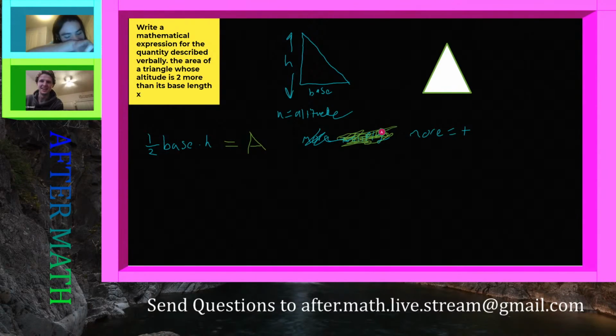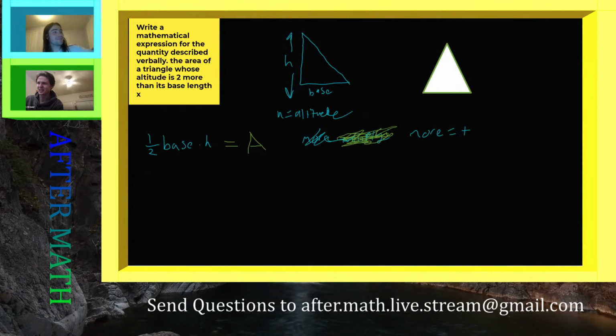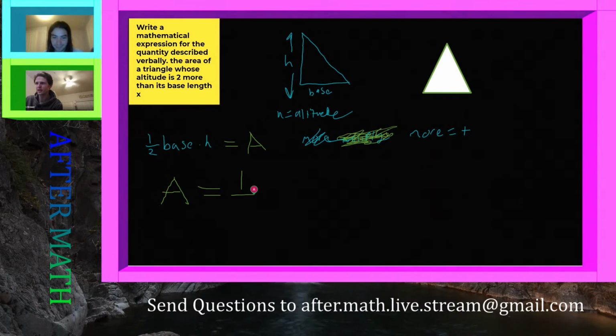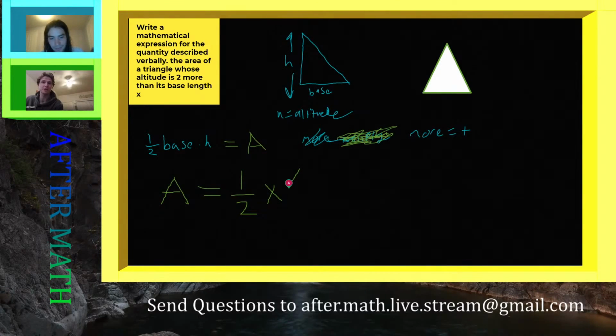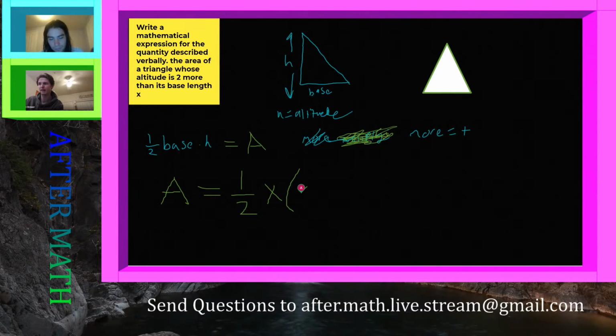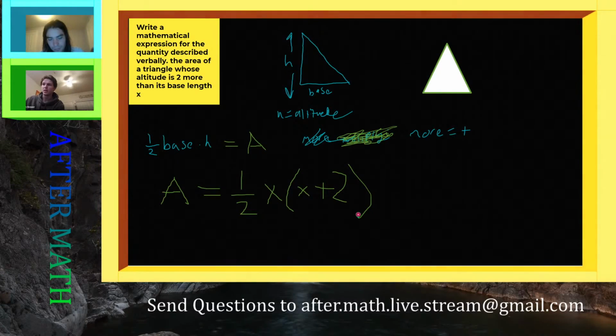So Jaden, maybe you should take over right now. Okay, so I'm gonna just write area. We haven't changed the one half. That's still part of our area. Our base is still length x, it says it's x. And then we still have multiplication. I'm going to represent that with parentheses. And our altitude or our height is 2 more than x, so we just have x plus 2. This is how I would probably just leave it.